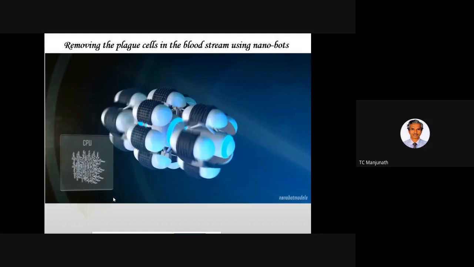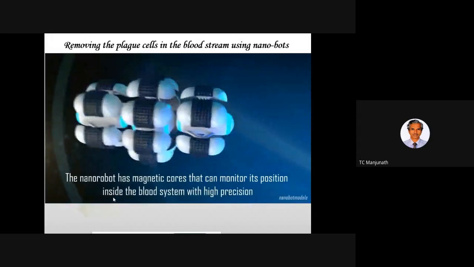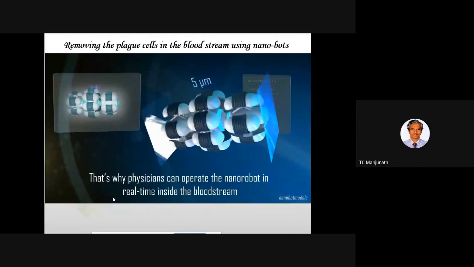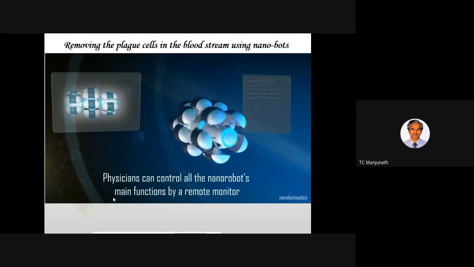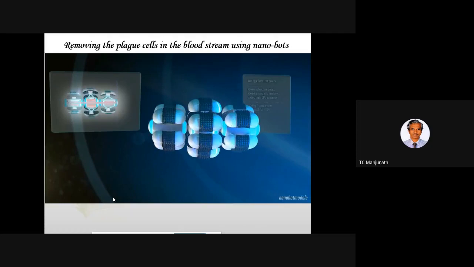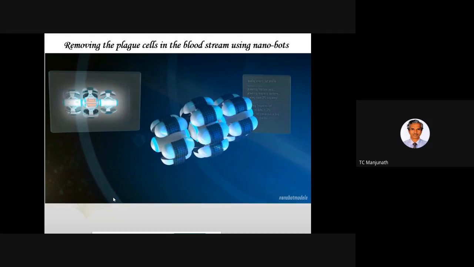Its CPU has parts assembled with more precision, 1/1,000,000,000th of a precision. That's why the physicians are operating the nanobot in real time, that too inside the bloodstream, with up to 5 micrometer level. And the physicians can control all the nanorobot main functions by just a remote monitor of the computer. Now the robot is ready to go deep into the bloodstream.